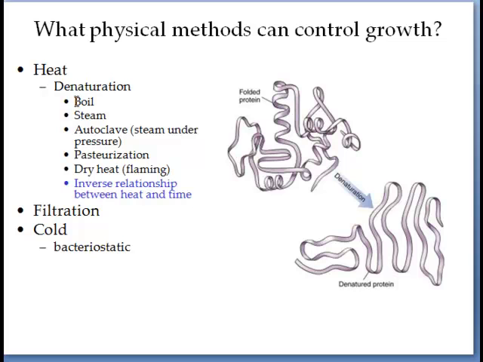Boiling will do that because you have high temperature. Steaming definitely will do that, again because steam has very high temperature. When you place an object or any kind of instrument in an autoclave, under steam and under pressure, that would do that. Pasteurization means that you provide heat for a short duration, which is used for milk. Dry heat, such as flaming, we will do a lot in the labs, in which we will flame the loop.